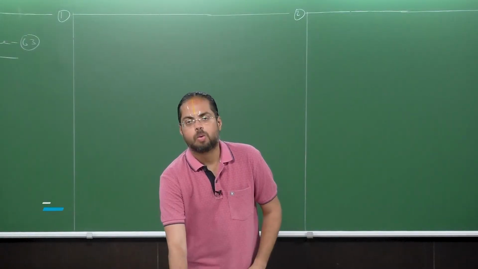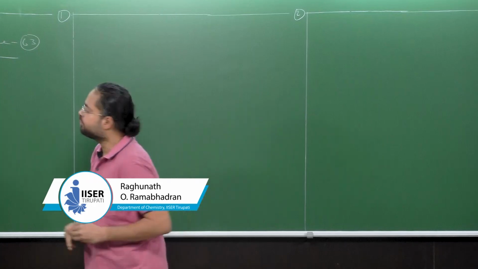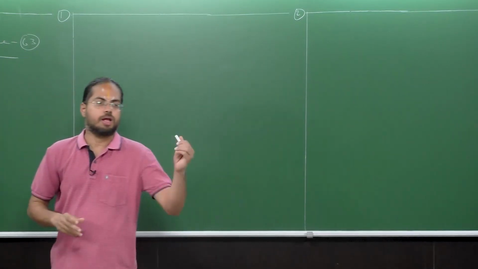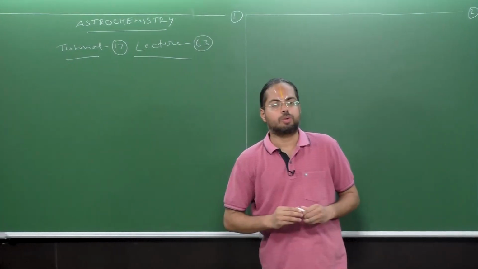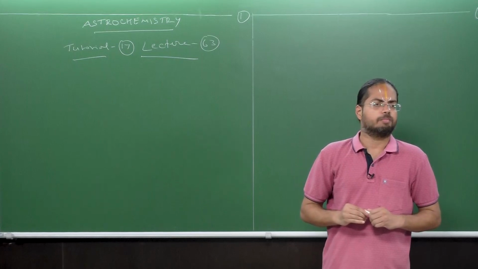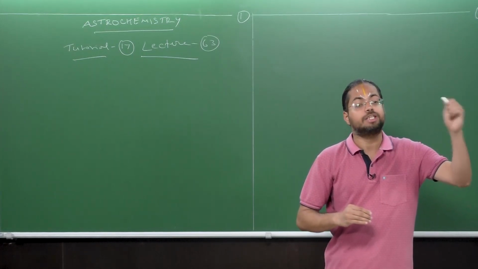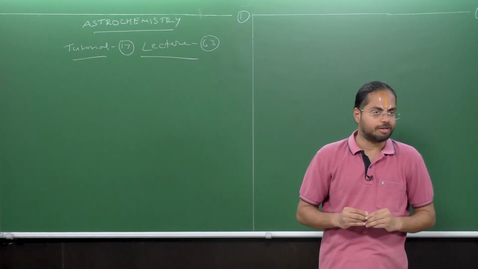Hello all, welcome to Astrochemistry. This is lecture number 63 and also tutorial number 17. In the previous tutorial session, tutorial 16, which corresponded to lecture number 62, we were looking at the various aspects related to selection rules associated with rotational and vibrational transitions.